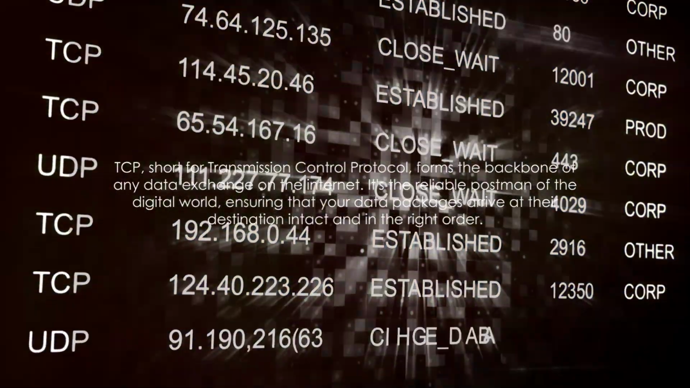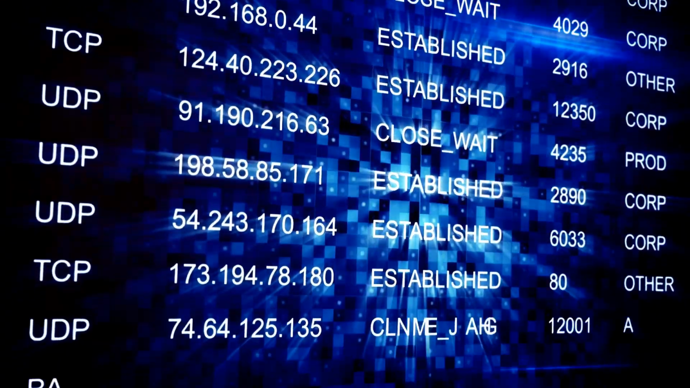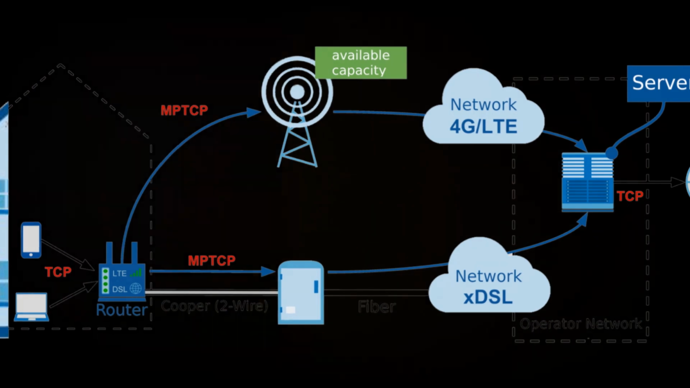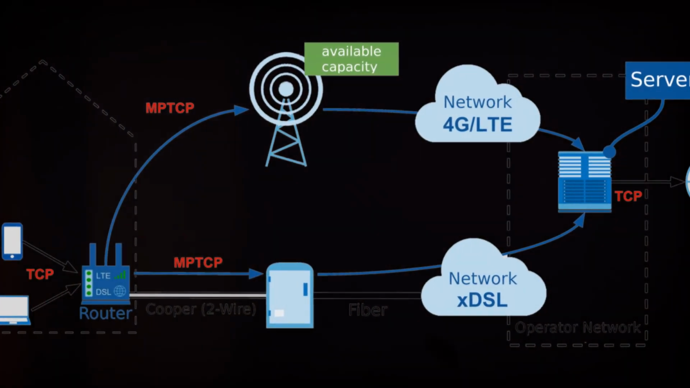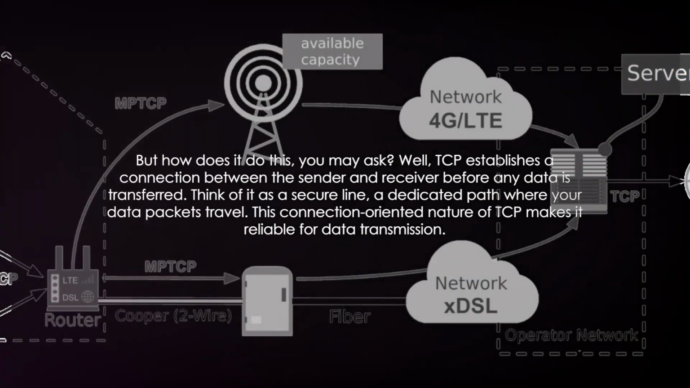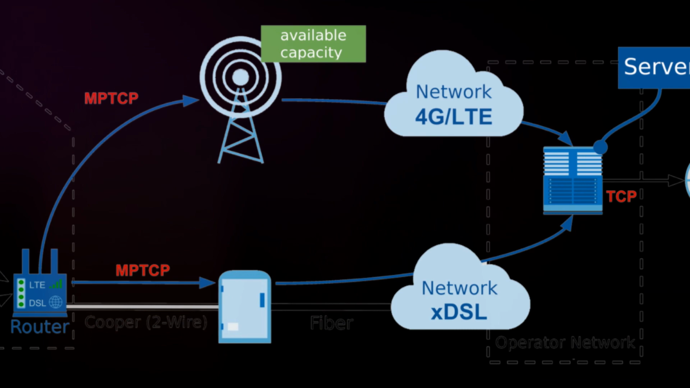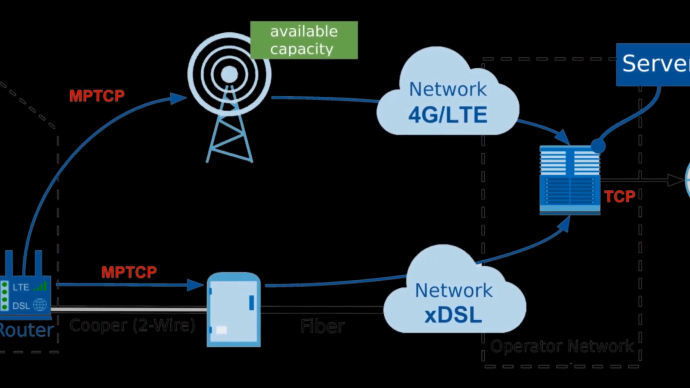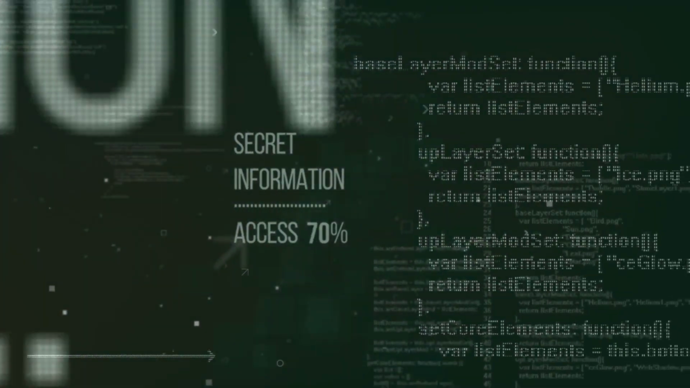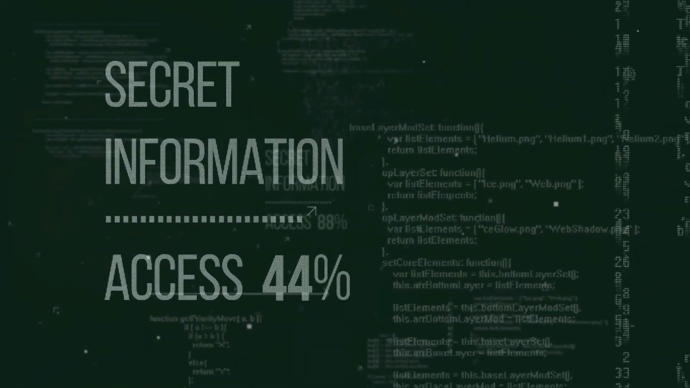TCP, short for Transmission Control Protocol, forms the backbone of any data exchange on the internet. It's the reliable postman of the digital world, ensuring that your data packages arrive at their destination intact and in the right order. But how does it do this, you may ask? Well, TCP establishes a connection between the sender and receiver before any data is transferred. Think of it as a secure line, a dedicated path where your data packets travel. This connection-oriented nature of TCP makes it reliable for data transmission.